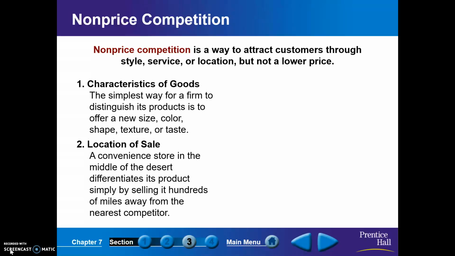Also, your shape and texture, the characteristics, basically what essentially sells the good. Also, location of sale. A convenience store in the middle of the desert differentiates its products simply by selling 100 miles away from the nearest competitor. So understand, businesses are looking at where they're actually setting up their store.